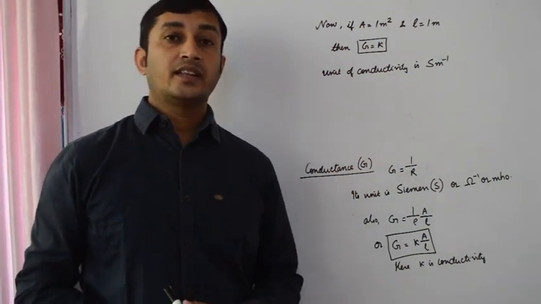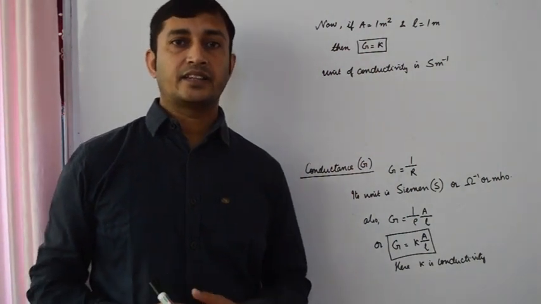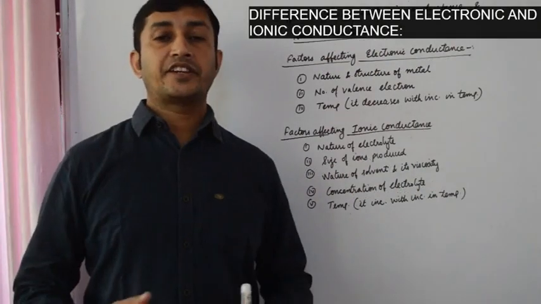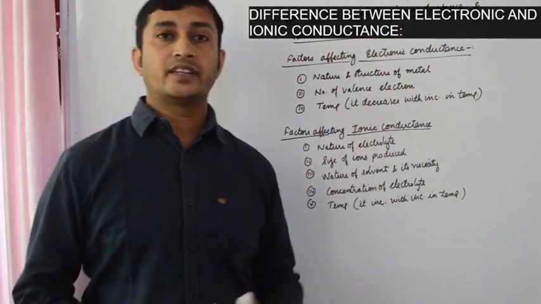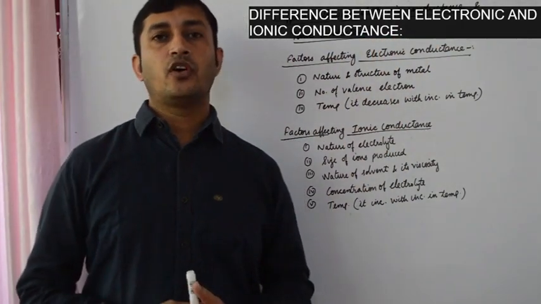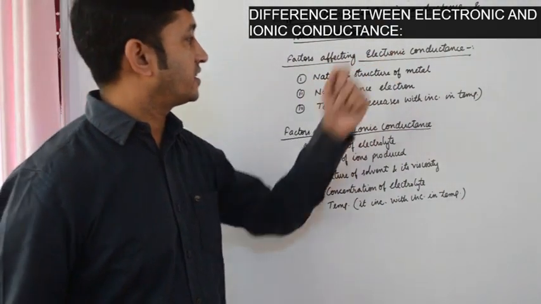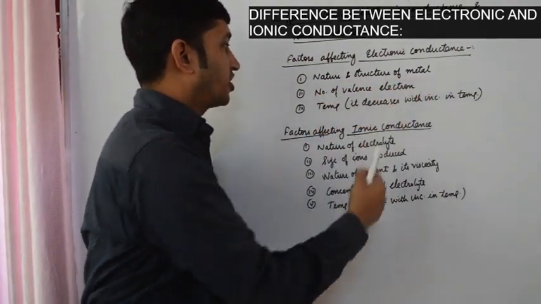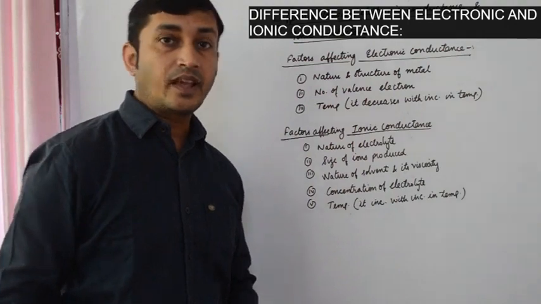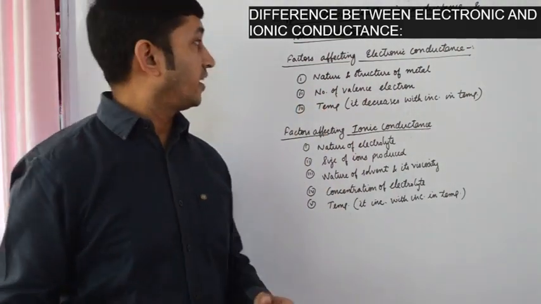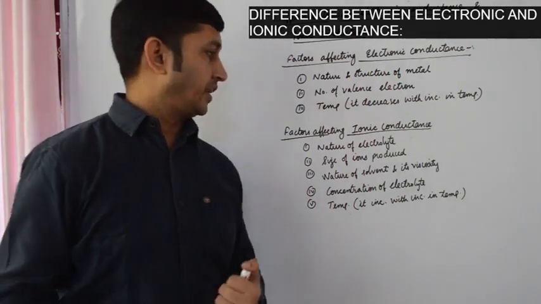Now let us see the differences between electronic conductance and ionic conductance. Electrical conductance in solid conductors is known as electronic conductance. It occurs due to flow of electrons. The main factors which affect electronic conductance are the nature and structure of metal, the number of valence electrons present in it, and the temperature. Generally, electronic conductance decreases with increase in temperature.